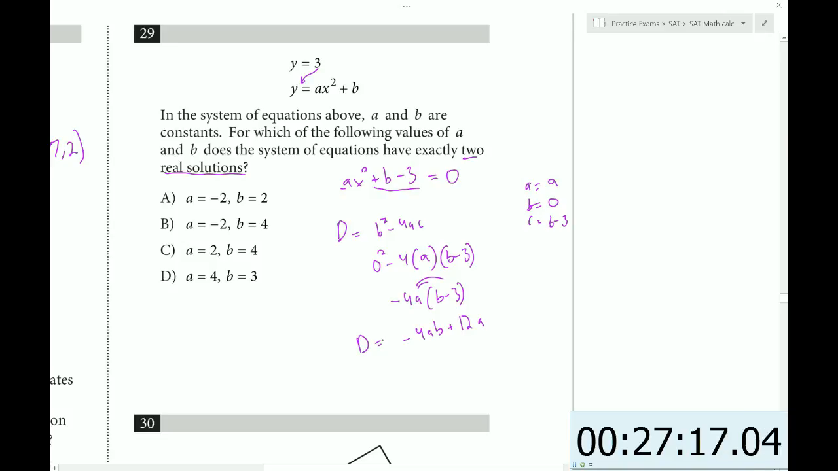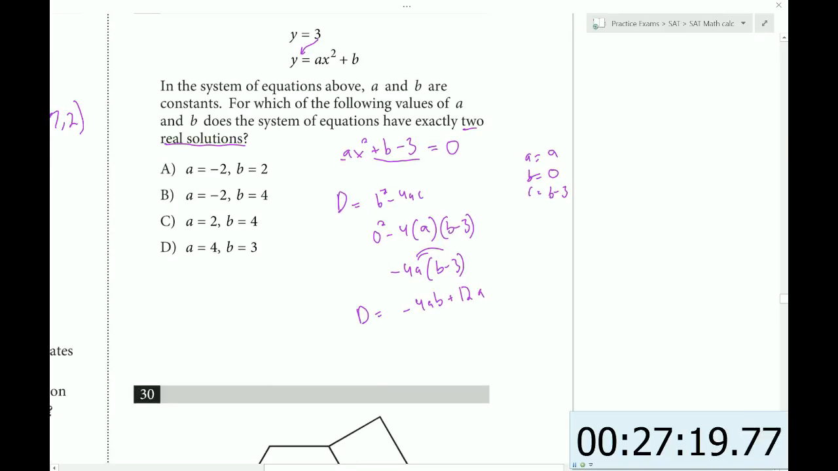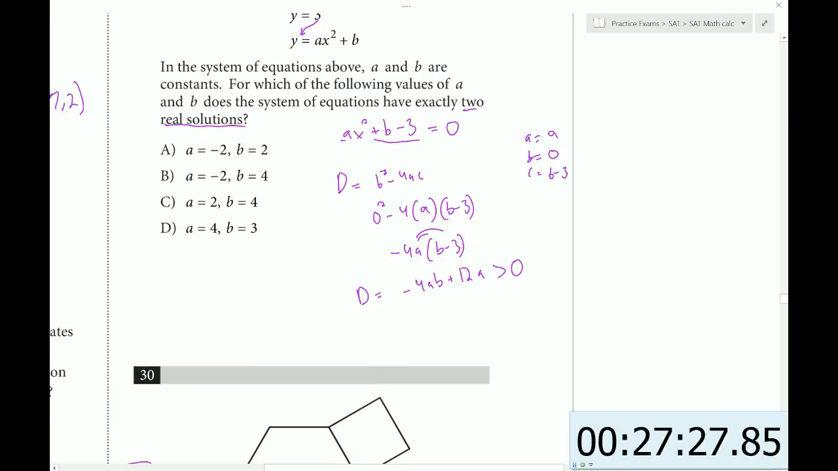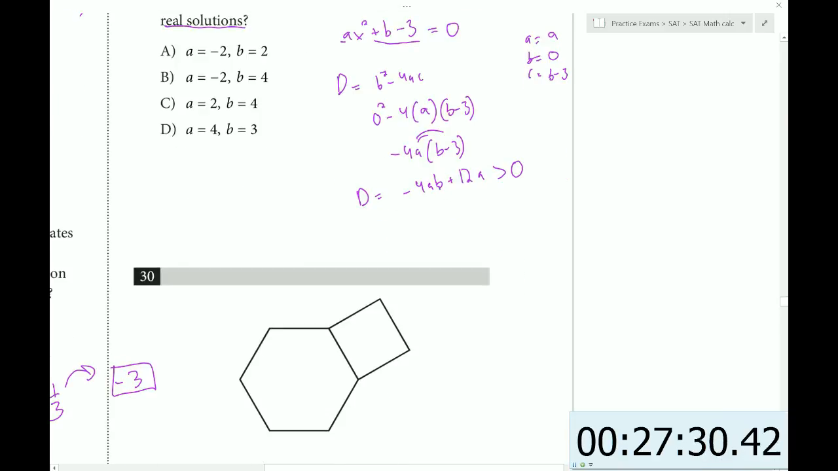And I might be doing this the hard way, but let's see. We want our discriminant to be greater than 0 to have real solutions. So we need this to be greater than 0. So we can come up perhaps with a condition on a and b. So we can factor out a 4. We'll be left with negative ab plus 3a greater than 0. Then divide by 4, so you just get rid of that 4 altogether. And then if we add ab to both sides, 3a is greater than ab.